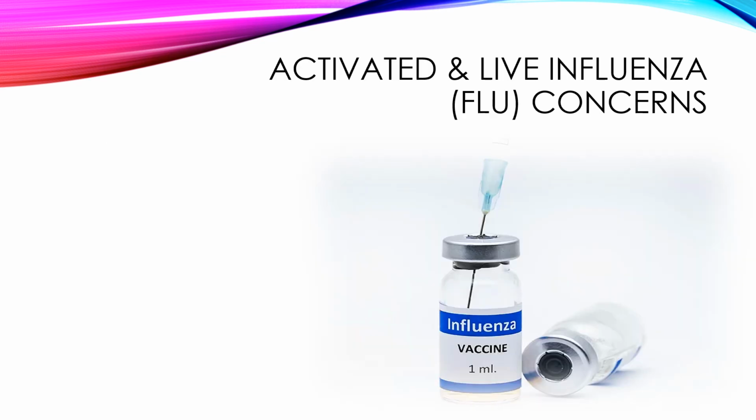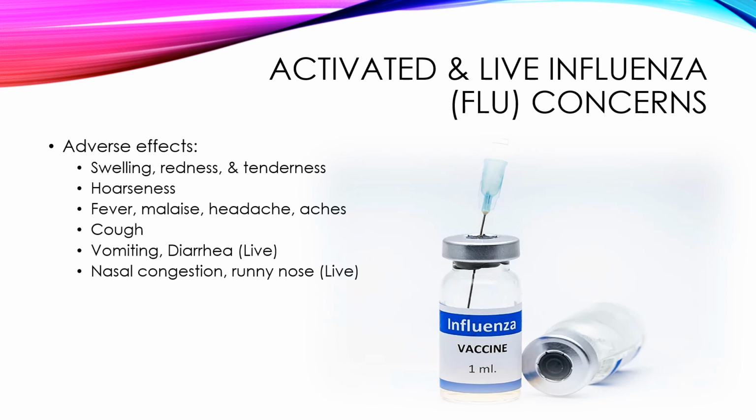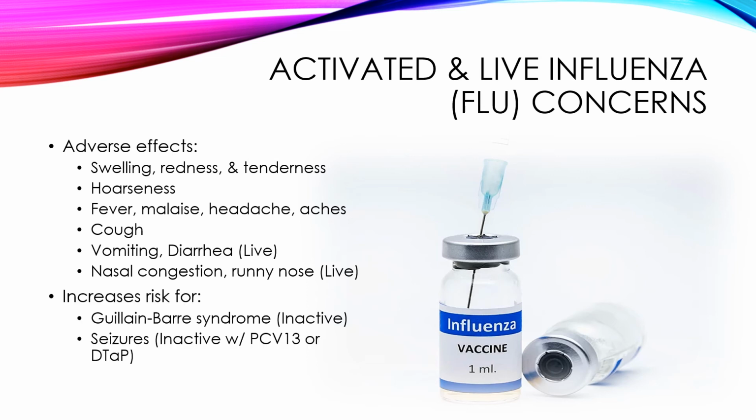Activated and live influenza vaccine. This is your flu vaccine. Adverse reactions are going to include swelling, redness and tenderness, hoarseness, fever, malaise, headaches, aches, cough, vomiting, diarrhea with the live version, and then nasal congestion and runny nose with the live version. If they've had these reactions in the past with the live, then maybe next time go with the activated.